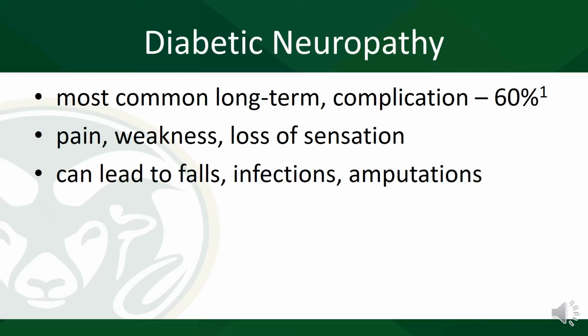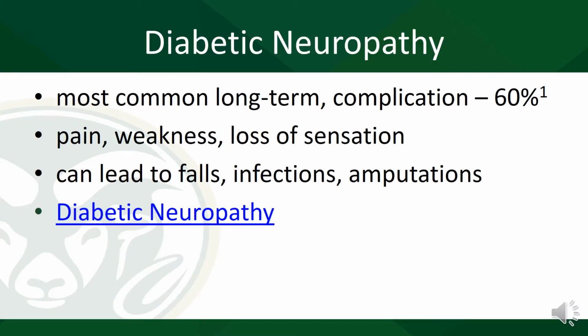It occurs frequently in the hands and feet, but can also affect other areas of the body. Ultimately, it can lead to trouble walking and falls. It can also lead to undetected minor injuries, which then become infected and can ultimately lead to amputations, just like we saw with PVD. Follow this hyperlink to watch a short video illustrating how elevated blood glucose can affect the nervous system.